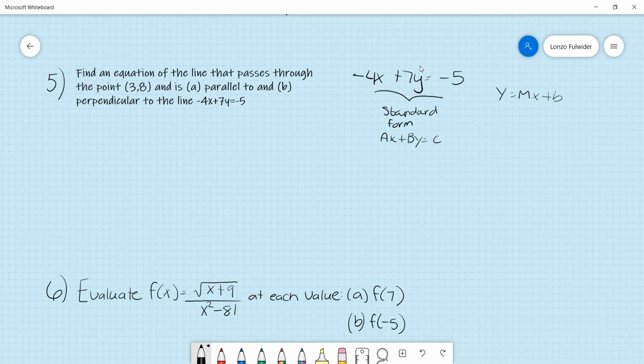Got to get y by itself. So what I'm going to do is add 4x to both sides. And then this is going to be 7y equals 4x minus 5. And then to get y by itself, divide everything by 7. So y equals 4/7x minus 5/7, right?